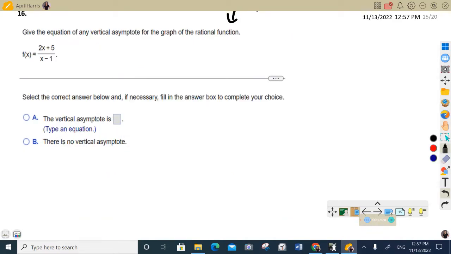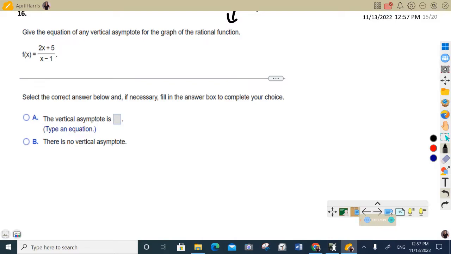Okay, question 16 wants you to give the equation of any vertical asymptotes for the graph. The first thing I noticed is we have division, and when you divide by 0, it can either be a vertical asymptote or a hole in the graph. If nothing cancels with the numerator, then it's going to be a vertical asymptote. It stays there, it's a pain in the asymptote.